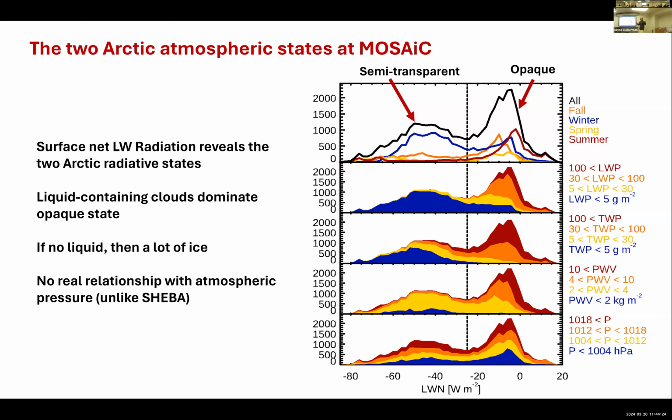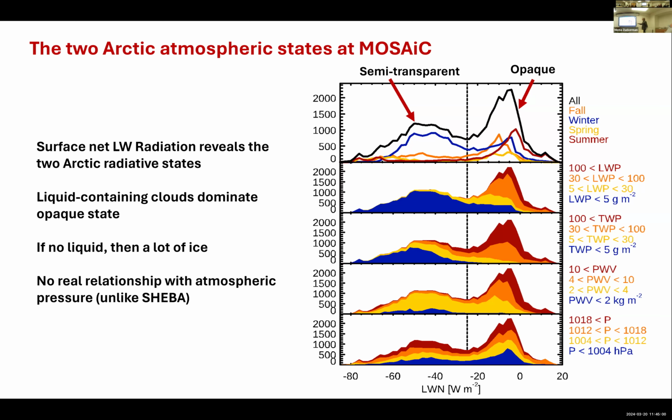This is at MOSAiC, but it's kind of the same almost anywhere you go in the Arctic. You see this really clear bimodality, two things happening in the Arctic. One is a case where you don't have a thick atmosphere, you don't have clouds. So you have a large negative longwave net, surface is cooling to space. The other mode is right near zero longwave net. This is an opaque atmosphere that's in radiative equilibrium with the surface. Right, so these two different states are really important. You can see the difference between them is something on the order of 40, 50, 60 watts per meter squared. That's a big energy difference.